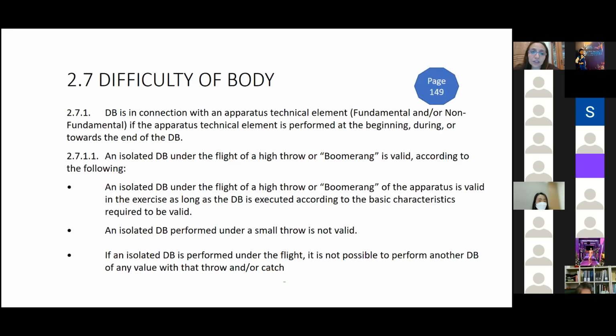So I have the difficulty of body. It's dB. Must be in connection with the apparatus, whether it's a fundamental or a non-fundamental. If the apparatus technical element is performed at the beginning or during or towards the end of the difficulty body.